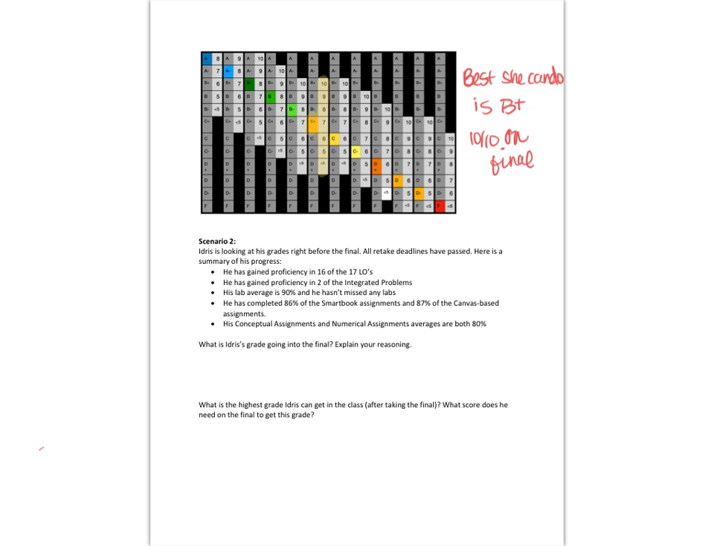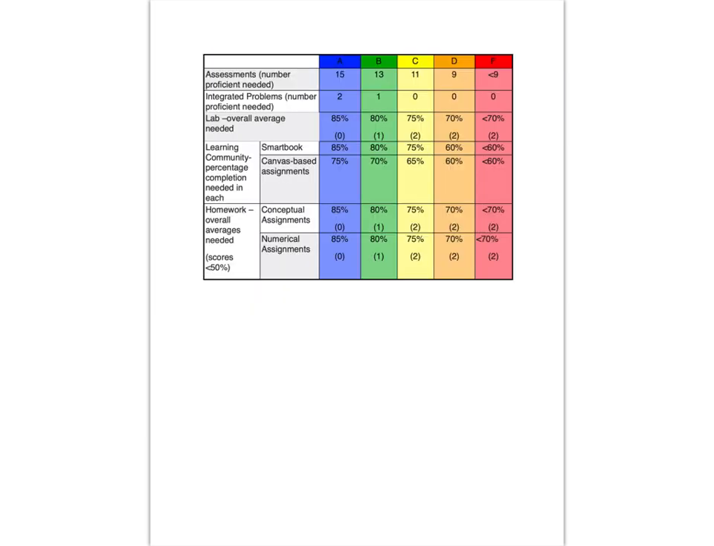When we look at the homework grades, we see that the conceptual assignments and numerical assignments are both 80%. So he has all of his assessments, and he has 2 integrated problems. So far, so good. All these are really good because they put him all at the A level. Now let's see how he did on his homework. Lower, I think. Yep, those are at the B level.